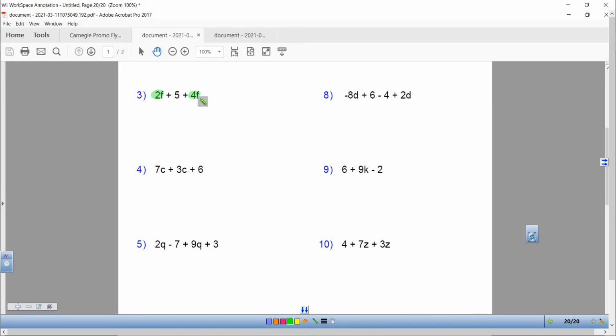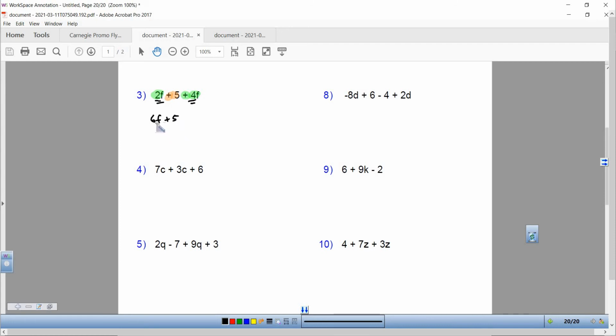Now I just got to let you know, when you're looking to combine like terms, you always want to include whatever that operation is in front of the term. Because we're going to be applying the commutative properties and the associative properties, which means we're going to be moving these things around and doing them in a different order. So we need to know what the operation is in front of each term. So 2f and 4f are my like terms, and this 5 here, which is being added, is my non-like term. So 2f plus 4f gives me 6f, and then I just have the plus 5.